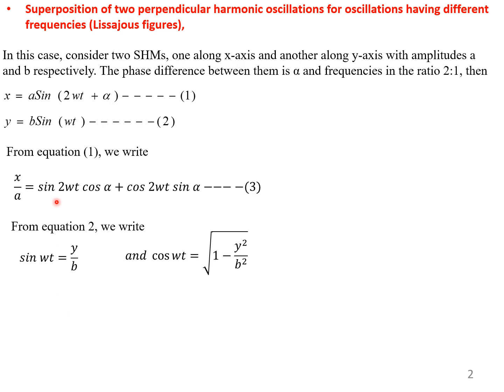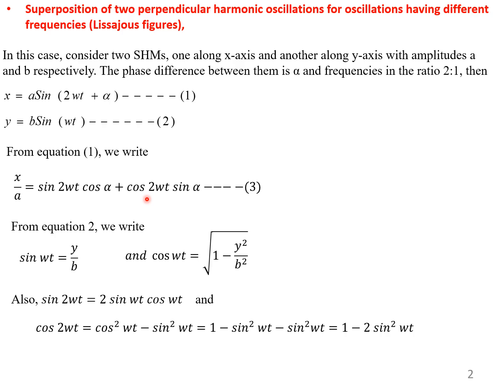Also, sin 2ωt = 2 sin ωt cos ωt, and cos 2ωt = cos²ωt - sin²ωt. Instead of cos²ωt, we substitute 1 - sin²ωt, and the minus term stays as minus sin²ωt, giving 1 - 2 sin²ωt. Hence equation 3 becomes, after we substitute the values of sin 2ωt and cos 2ωt, the next equation.